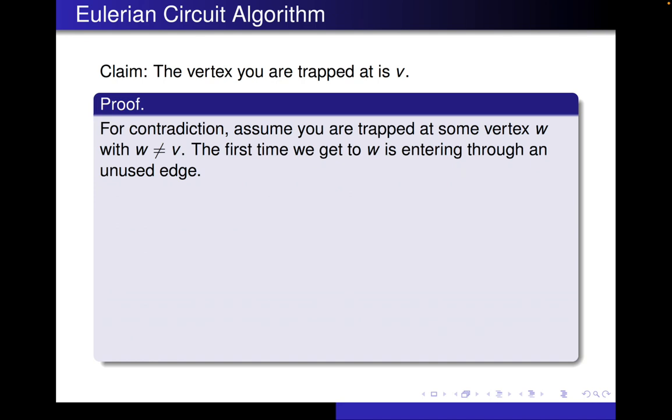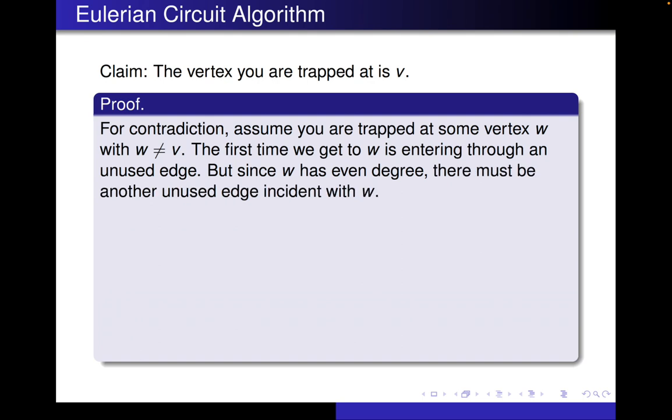So we get to W, but W has even degree. That means whatever happened that first time we got to W, we have to have another edge coming out of it, because otherwise we would have degree 1, which is not even. So that means we can leave through that edge to some other vertex, etc.